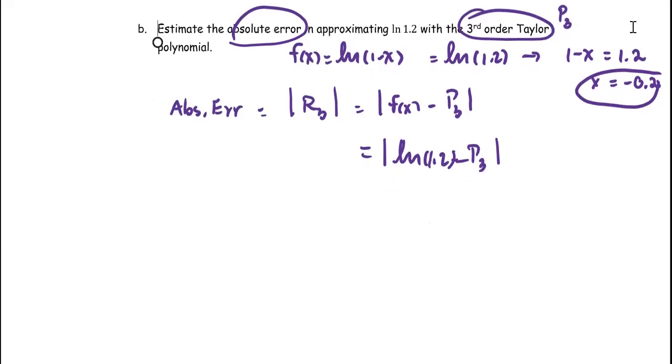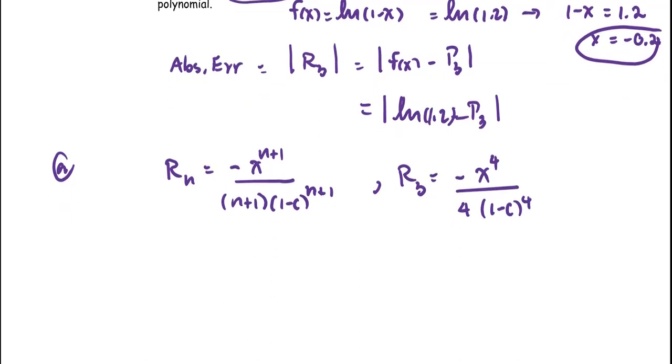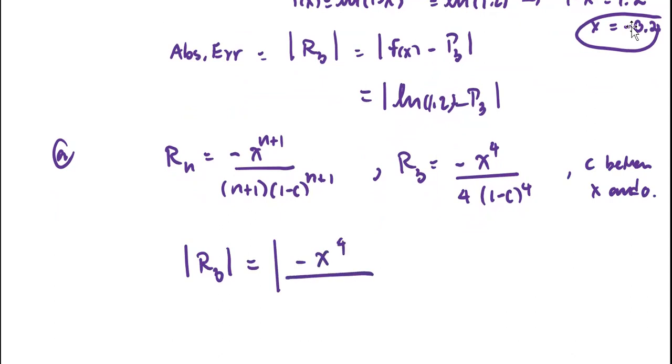To estimate the absolute error, from the formula in part A, Rn equals negative x to the power m plus 1 divided by m plus 1 times 1 minus c to the power m plus 1. For R3, we have negative x to the 4th divided by 4 times 1 minus c to the 4th, for c between x and 0. The absolute error, which is the absolute value of R3, equals the absolute value of negative x to the 4th over 4 times 1 minus c to the power 4.